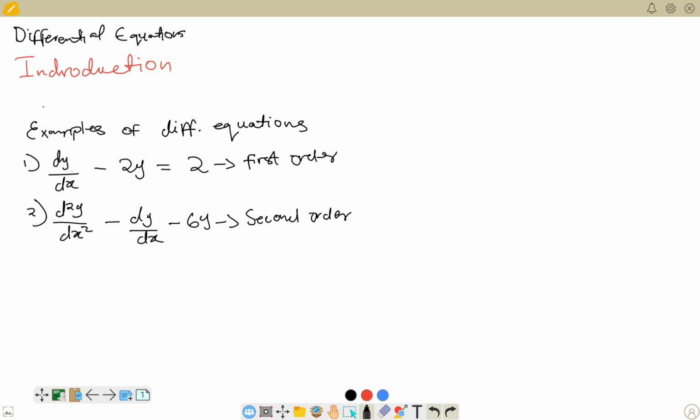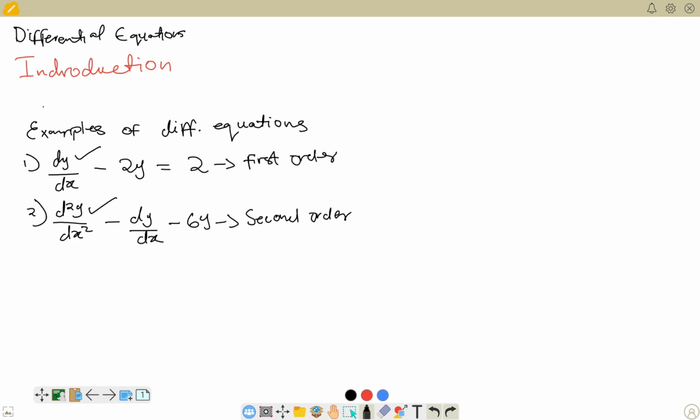So on equation number 1 here, we have dy/dx. That is the first derivative. It shows us that the order of this equation is first order. And then on the second equation, we have d squared y, and that is the second derivative. It shows us that this is a second order differential equation.